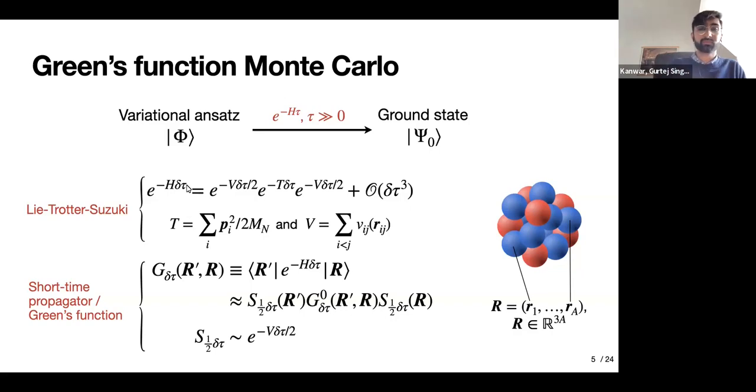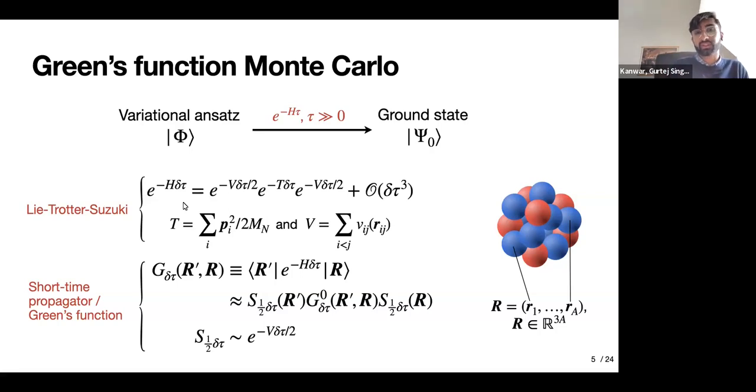And so if we evolve this for some macroscopic amount of time, we'll get an approximation to the final imaginary time evolution that's good to order delta t squared. So of course, the key object then is this short time evolution operator.